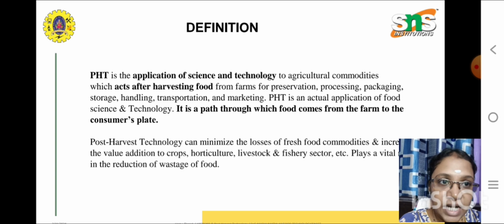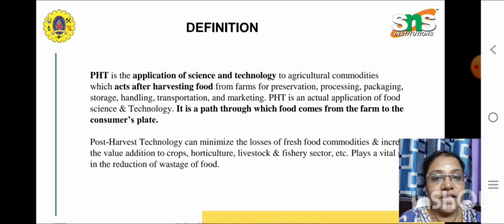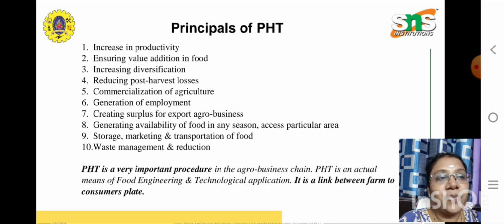So it is mainly done to minimize the losses that are occurring in the fresh food commodities. That gives an increase in the value addition to the crops, livestock and fishery sector, and also for the horticulture purposes. So to conclude, we can tell that it plays a very big role in the reduction of the wastage of any food materials.